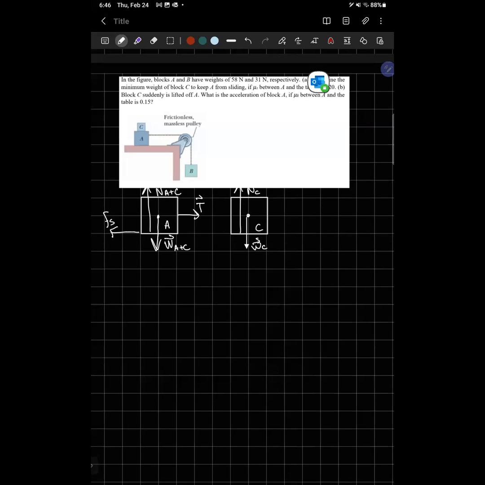And let's do block B. Let's make it a little bit further down. What is that going to look like? We have weight and tension. Weight and tension. Oh, shoot. Okay. I'm going to speed through some of this a little bit.